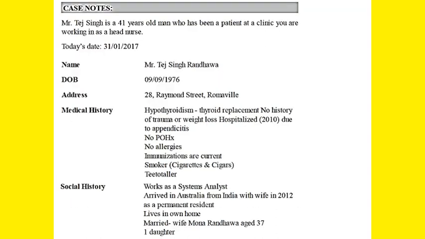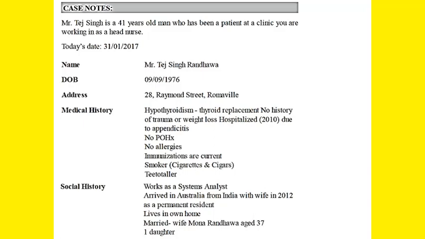Reading through this question, we know that the name of the patient is Tej Singh. He is a 41-year-old person, and he has been a patient at the clinic where you are working as a head nurse. So he has been admitted to your facility, he's 41 years old, and you are the head nurse working in this particular clinic. Today's date is mentioned: 31/1/2017. The name, date of birth, address, and medical history are mentioned. You might have to read that a little more clearly to understand what happened to him.